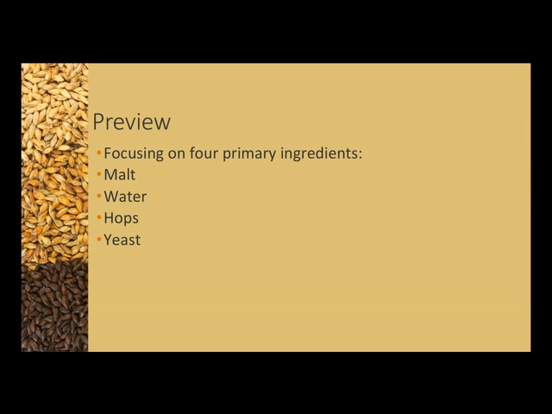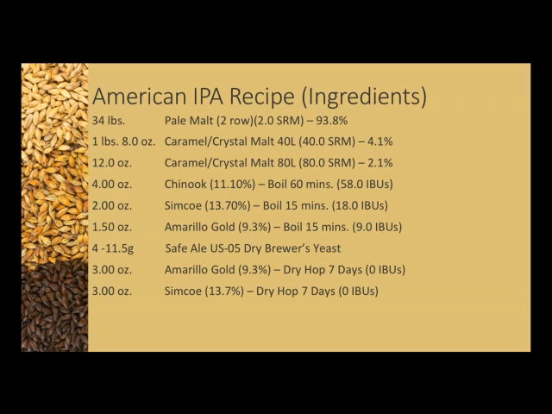While there are many calculations to consider when formulating a new recipe, this section will deal specifically with four primary ingredients. They are malt, water, hops, and yeast. To assist with explaining our calculations and how they fit into the recipe, we will be referring to an actual recipe for a 16.5 gallon batch of an American IPA as shown here. You may want to print these slides, the next three slides off, for reference later on in the presentation.